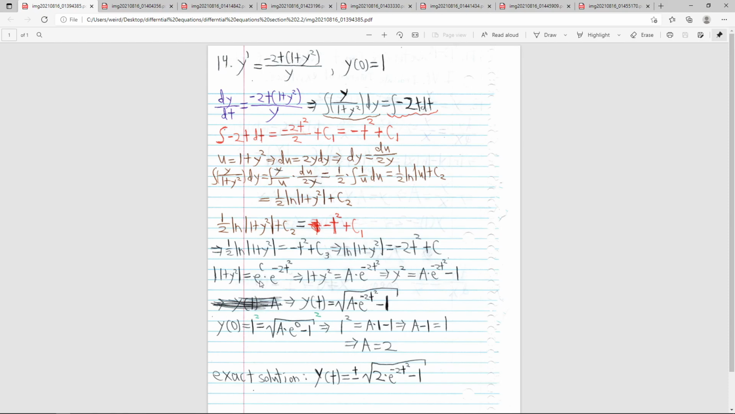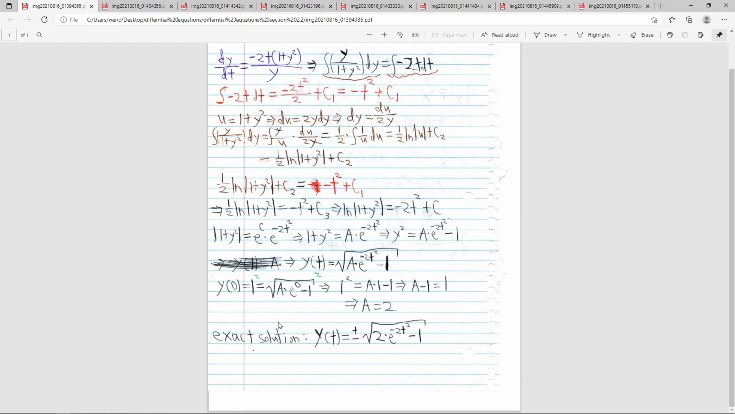So if we just go on, we eliminate the natural log, like before. Then we eliminate the absolute value, like many times before. Here's the problem: we have y squared eventually equal to this expression, so we take the square root. We get y of t equals the square root of a times e to the negative 2t squared minus 1. Then we apply the initial condition, y of 0 equals 1, which equals the square root of a times e to the 0 minus 1. E to the 0 is 1, so this is the square root of a minus 1. We squared both sides while plugging in, so it becomes a minus 1 equals 1. So a equals 2.